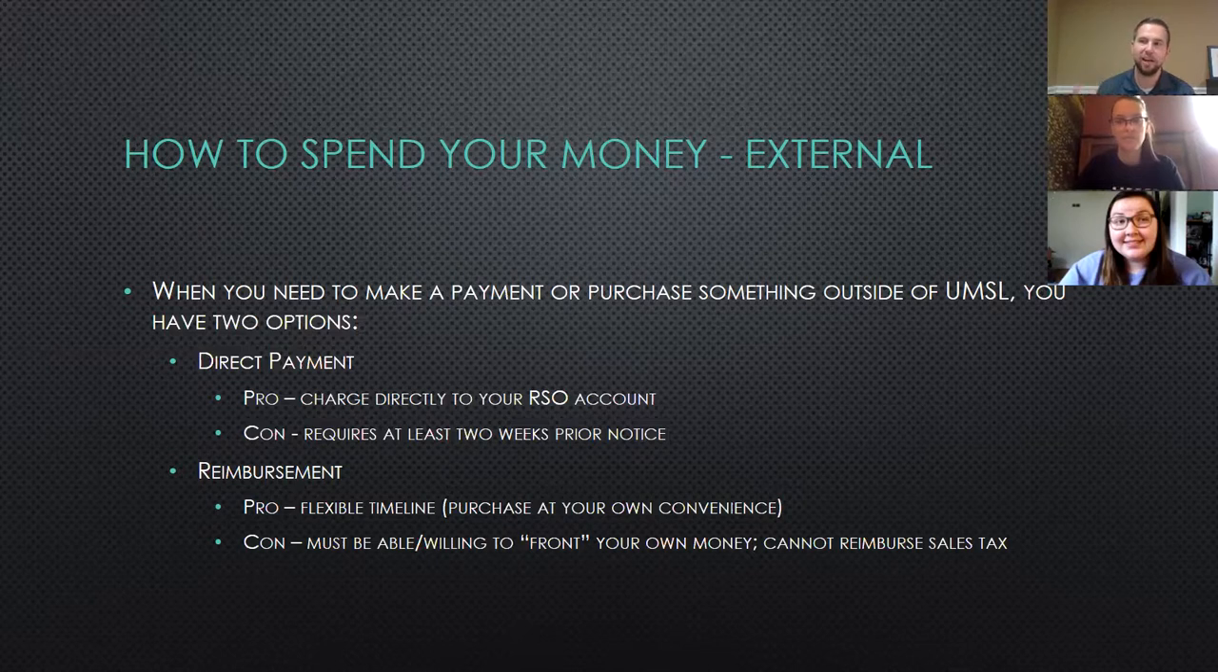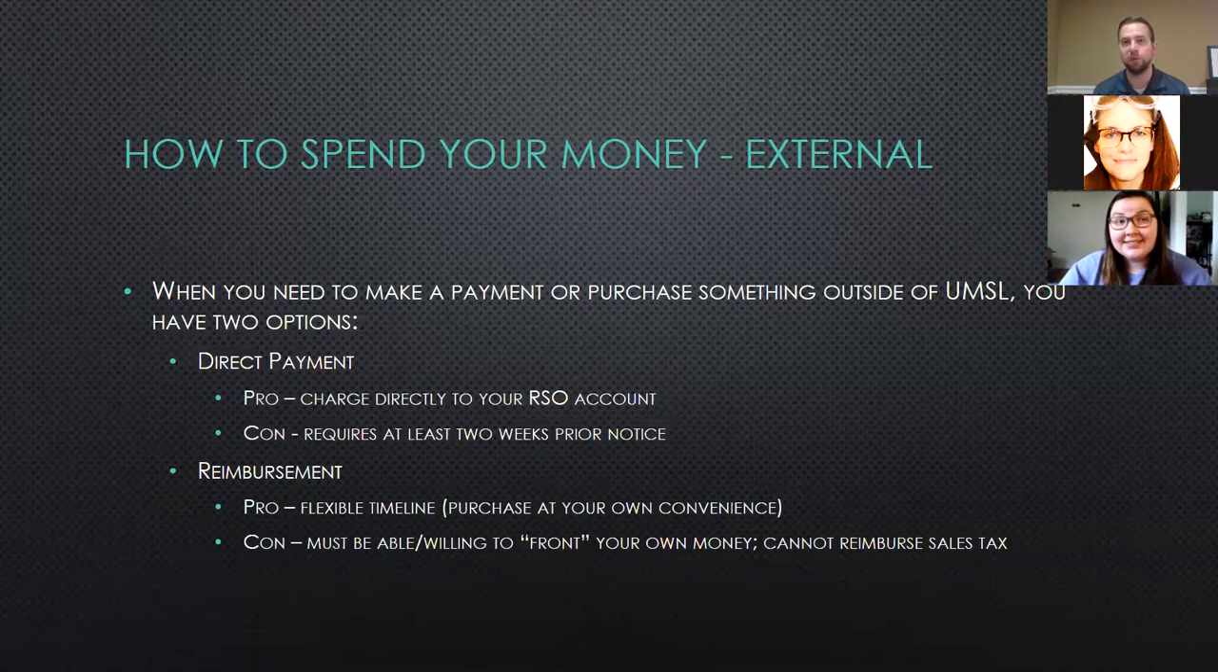If we cannot pay an expense directly for you, the last option is reimbursement. That means you are going to pay that expense out of pocket using your own personal funds, and then you'll submit some paperwork to us after the fact, including the receipts from your payment, and then we will reimburse you using the money from your organization account. Again, pros and cons to each option. The pro to this is the flexible timeline. This is going to be the most flexible option, where you can go out at whatever time is convenient for you and make that purchase.